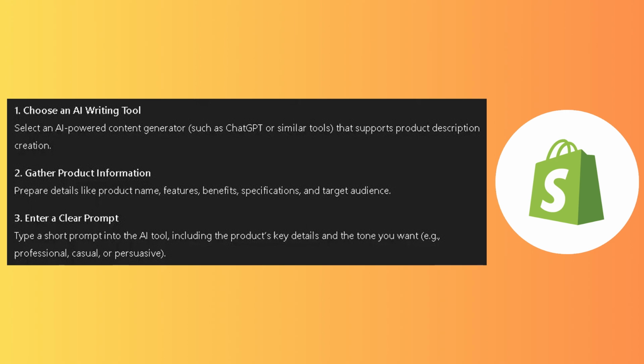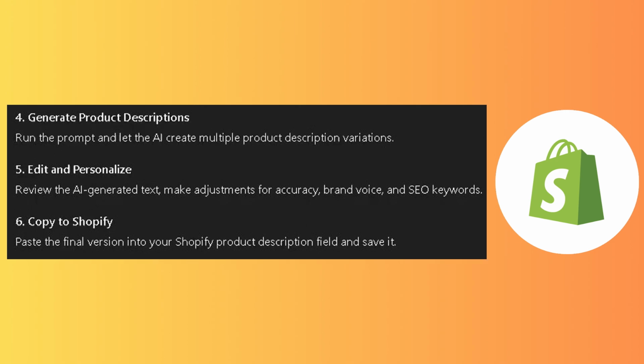Gather product information. Prepare details like the product name, the features, benefits, specifications, and target audience. Enter a clear prompt. Type a short prompt into the AI tool, including the product key details and the tone you want. This could be a professional tone, casual tone, persuasive tone, etc.